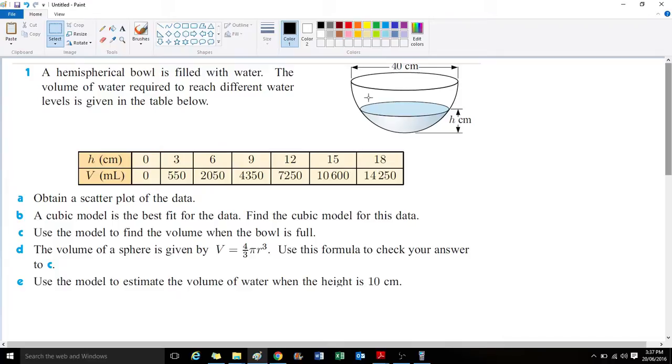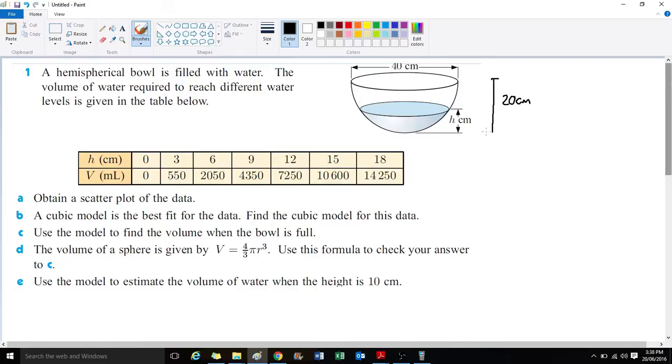Now, because it's hemispherical, let's just talk about the context of what that means. That means it's half of a circle or half of a sphere. So if we got another bowl, we could put it on top and it would be a sphere. The diameter of this half sphere is 40 centimeters. So what's the radius? The radius is half the diameter, which means the radius would be 20 centimeters. That length there would be 20 centimeters, which means the maximum height that we can measure is also 20 centimeters.